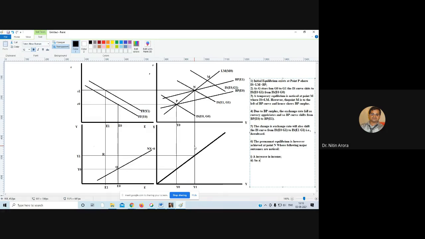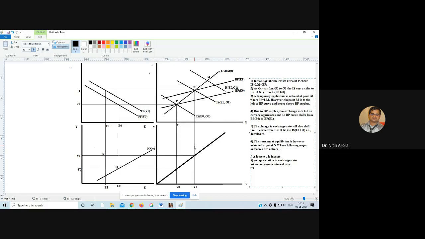an appreciation in exchange rate, or an appreciation in currency. Number three, an increase in interest rate. Okay, obviously an increase in interest rate is there, so some crowding out will take place because of this increase in interest rate.